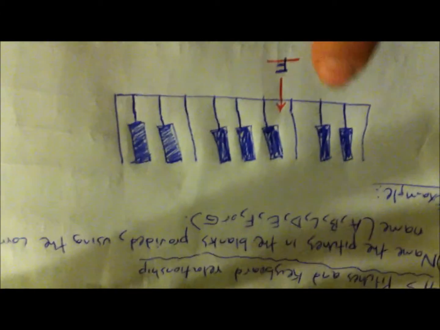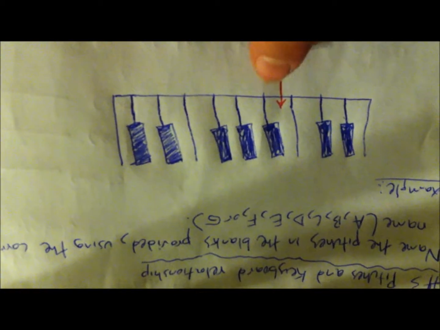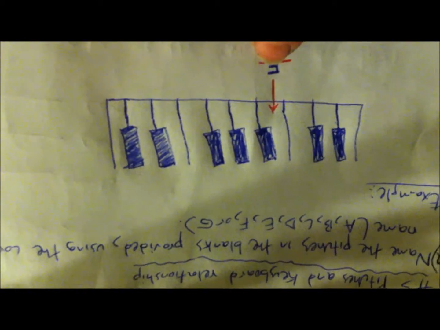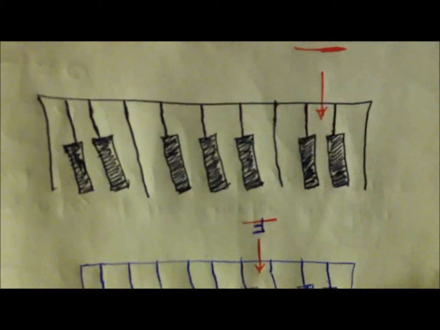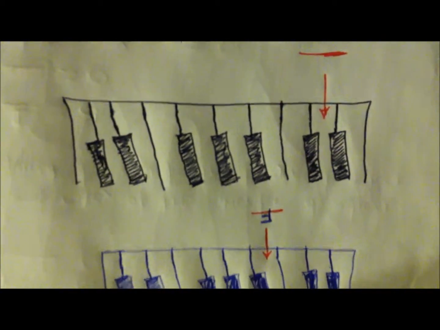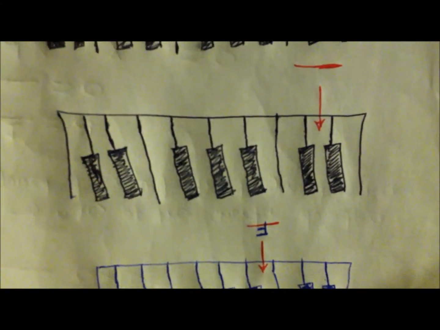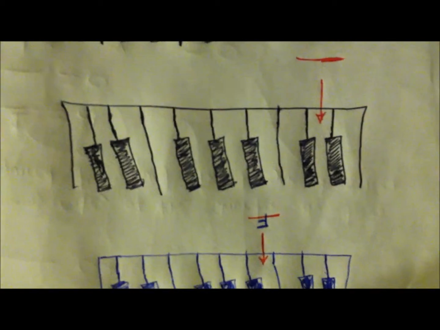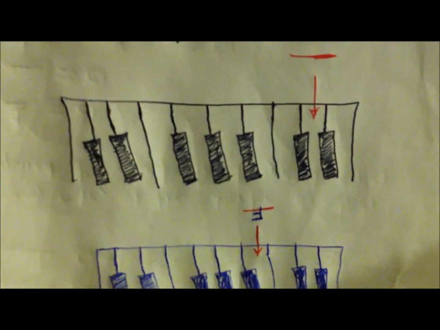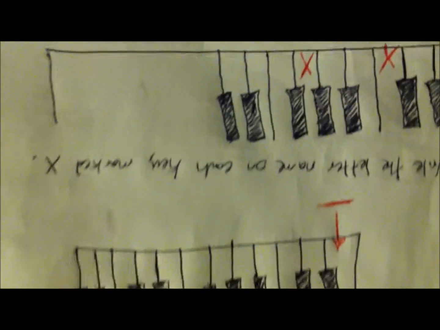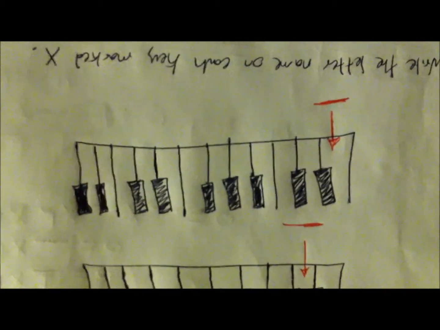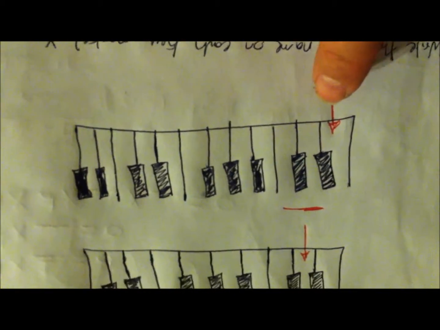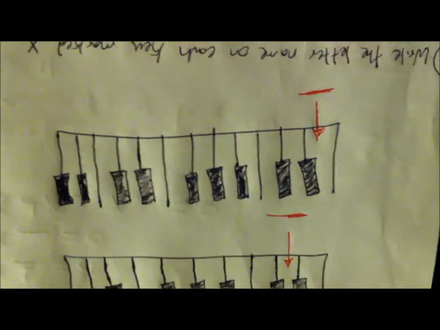For example, which note is this in the piano? This is F. Which note is this? Please take an index card and show me your answer. Exactly, it is D. Which note is this? Remember? Exactly, this is middle C.